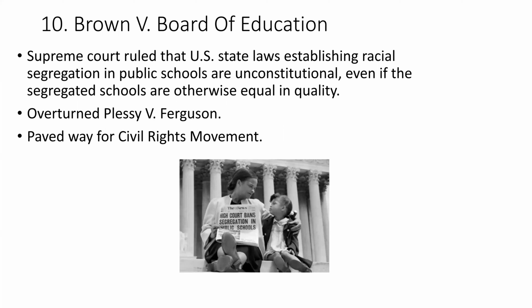Number 10, Brown v. Board of Education. Supreme Court ruled that U.S. state laws establishing racial segregation in public schools were unconstitutional, even if the segregated schools are otherwise equal in quality. This overturned Plessy v. Ferguson, and it paved the way for Martin Luther King Jr., Malcolm X, and the rest of the people in the civil rights movement. This is why you go to school today and see different people of races and diversity and ethnicity. That's because of this case.